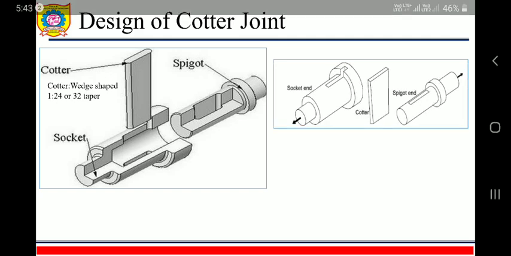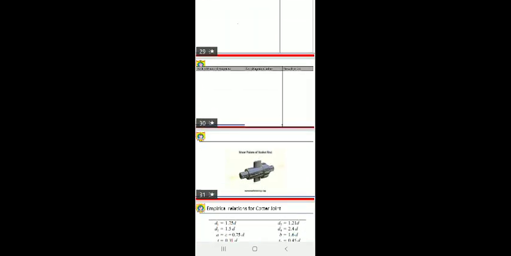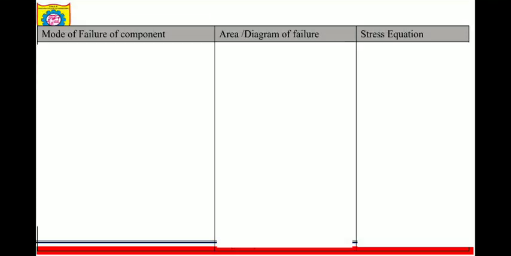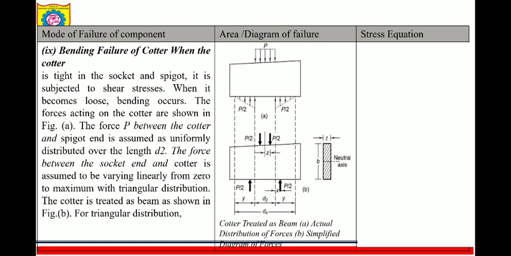Okay, so we'll again go to our list of formulas, then we'll see how failure takes place. Here, bending failure of the cotter: when the cotter is tight in the socket and spigot, it is subjected to shear stress. When it becomes loose, bending occurs. The forces acting on the cotter are shown in the figure. In this case the cotter is made horizontal; you can keep it vertical also and then do the analysis. Both ways are correct.